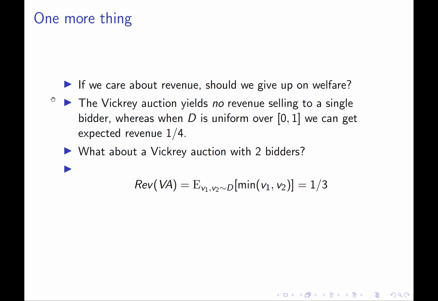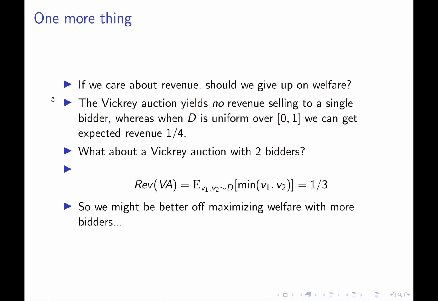since 2 points on the line are going to divide the line into 3 parts, and by symmetry, the expected length of the first part is 1/3. So the VCG mechanism, which maximizes welfare, when we have 2 bidders, actually makes more money than the revenue optimal auction when we only have 1 bidder. And so that's suggestive, right? We can make more money maximizing welfare if we have more bidders compared to maximizing revenue but with fewer bidders.